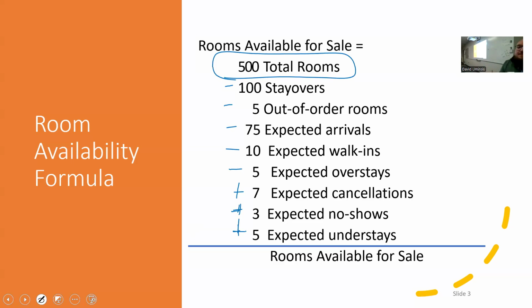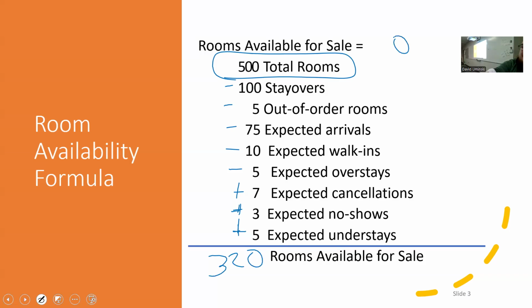So if I start with my calculator, start with 500, what I would do is just go straight down the line, that way there's no confusion. 500 minus 100 minus 5 minus 75 minus 10 minus 5 plus 7 plus 3 plus 5. I have 320 rooms available to sell. See how that works? I have 320 rooms available to sell.